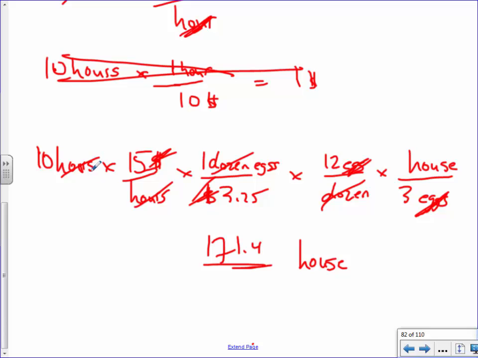Okay, does it make sense though? At least the point I want to make is the idea of how you can cancel out things using ratios.